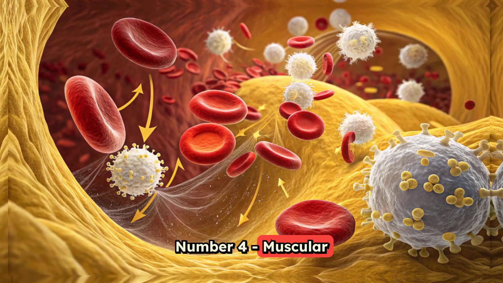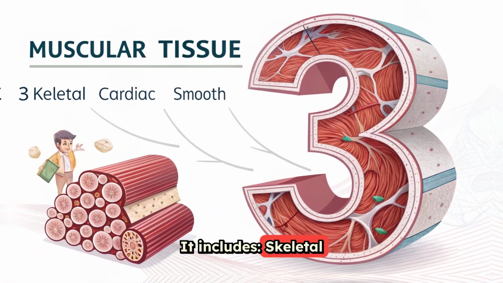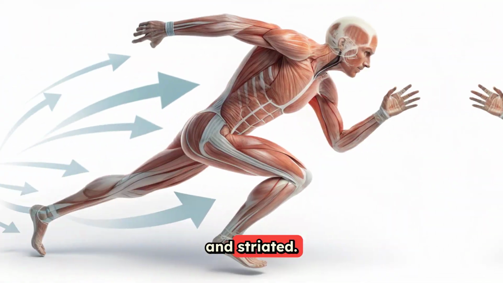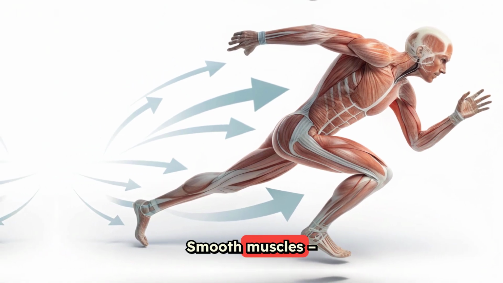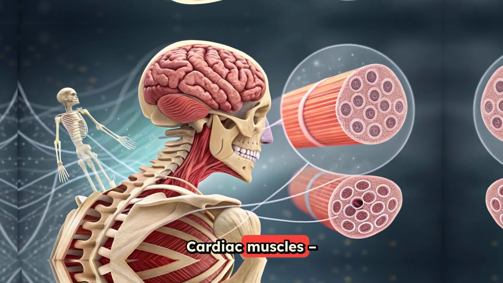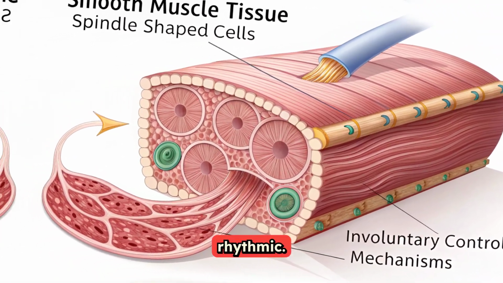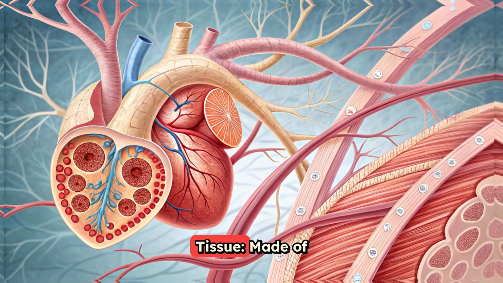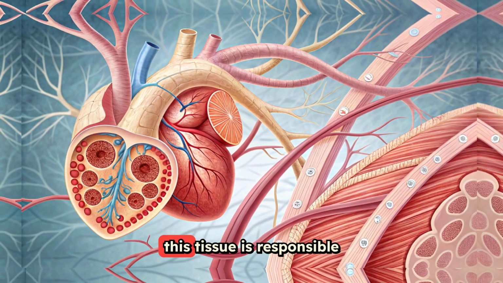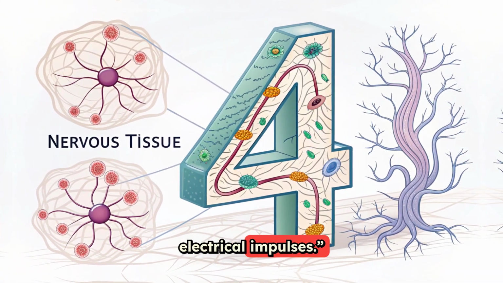Number 3, muscular tissue. This tissue helps in movement. It includes skeletal muscles, voluntary and striated; smooth muscles, involuntary, found in internal organs; cardiac muscles, found only in the heart, involuntary and rhythmic. Number 4, nervous tissue. Made of neurons, this tissue is responsible for transmission of messages through electrical impulses.